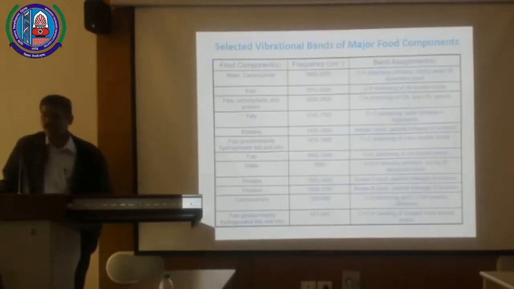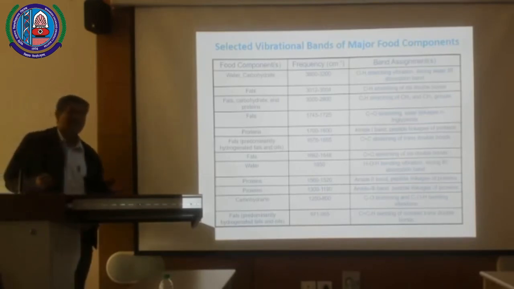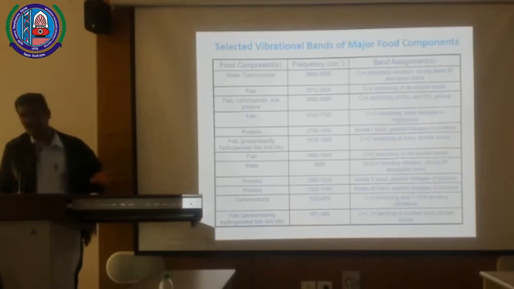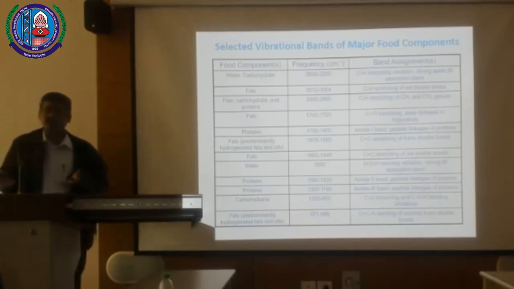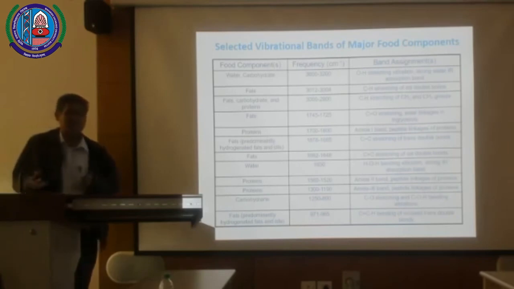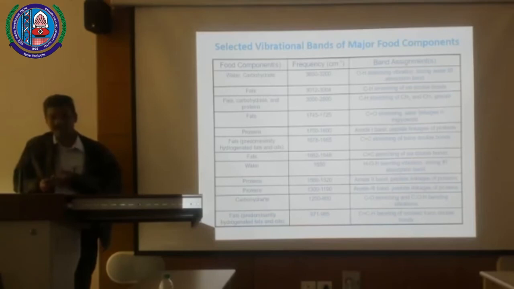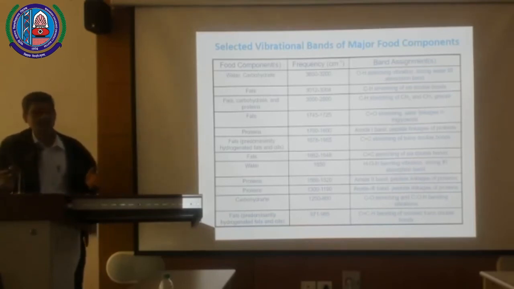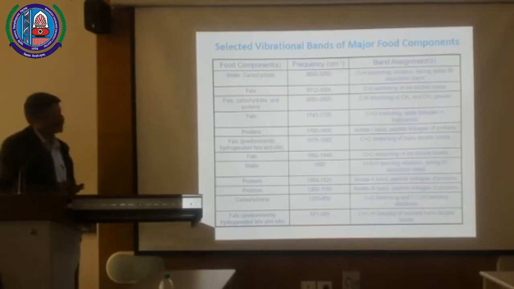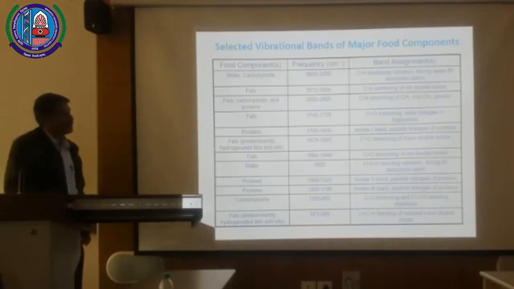Coming to major bands in food components. Food will basically be protein, starch, and fat. We all know that. By the chemistry definition, food also has surfactants, emulsifiers, water, and all these molecules. So it's totally molecular: carbohydrates and water. So these are the assignments.